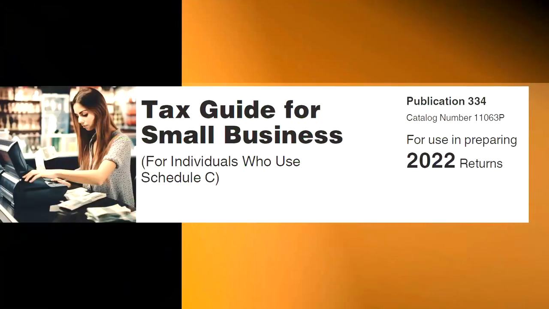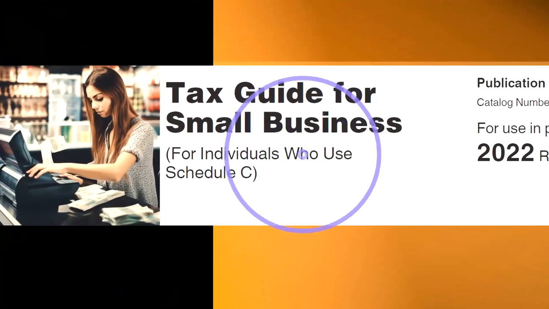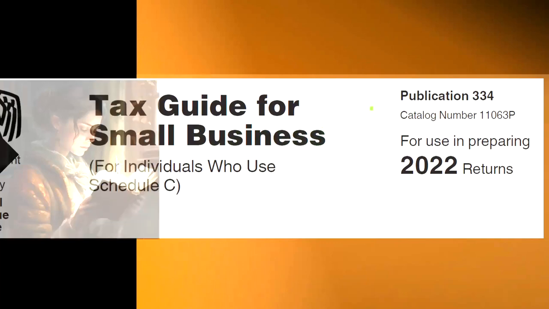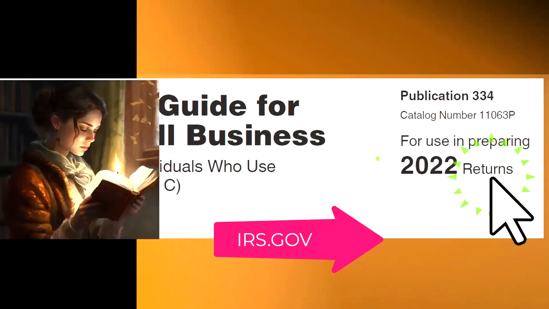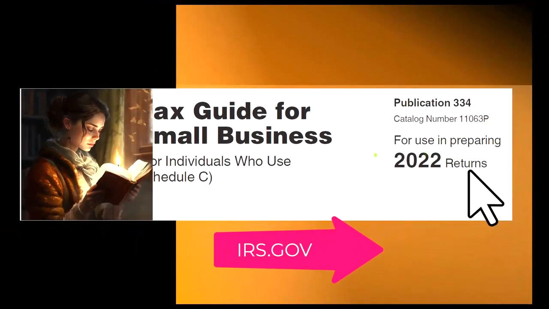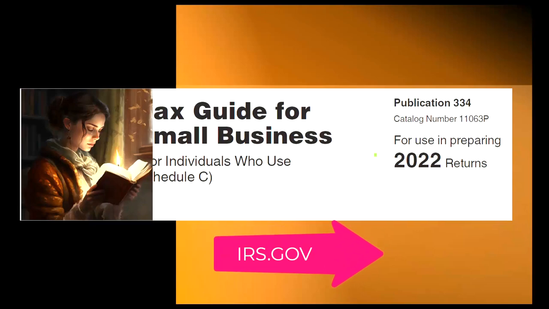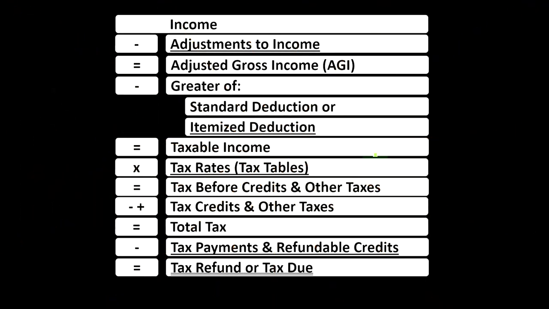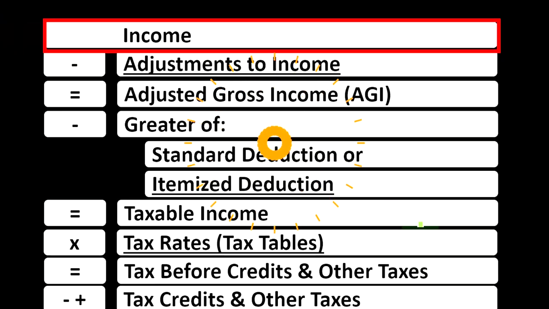Most of this information comes from the Tax Guide for Small Business for Individuals Who Use Schedule C, Publication 334, Tax Year 2022. You can find it on the IRS website, irs.gov.